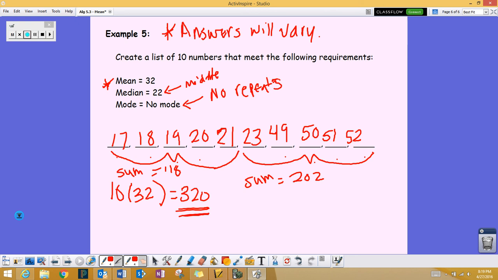There's no repeats. All right, you should be all set now that you know a bit about mean.